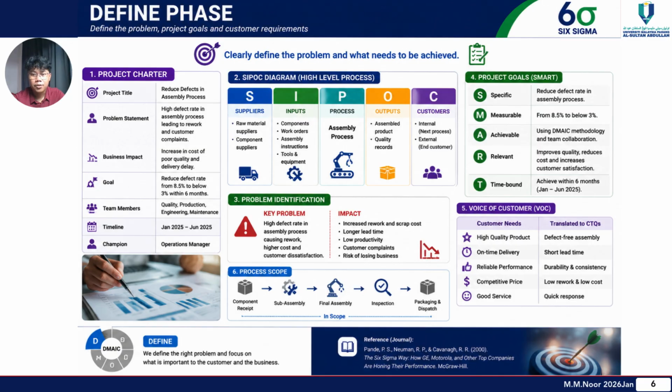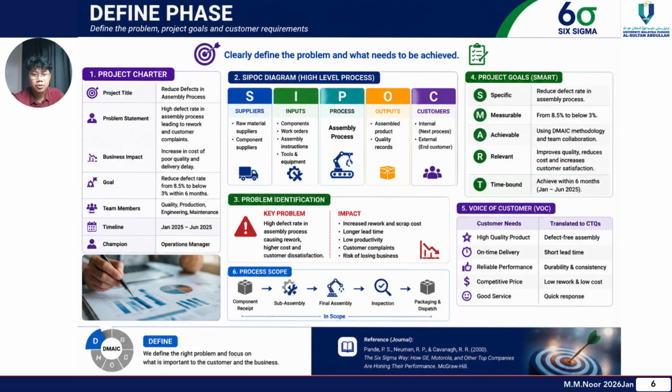And then we have the voice of customer, which is VOC. It translates the customer requirement into measurable quality characteristics. For example, customers want high quality product and on-time delivery. So these expectations are converted into specific process requirements.